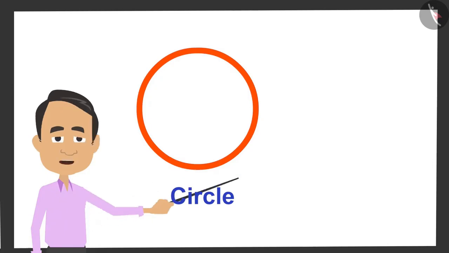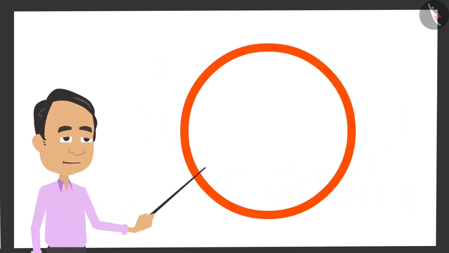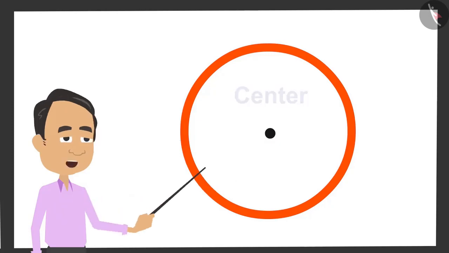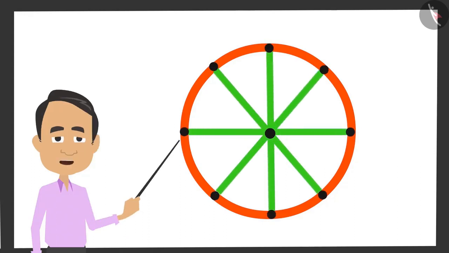Now, the first thing you need to know about a circle is that it is a closed shape. Because it has a boundary on all sides. See, we cannot call this figure a circle. The dot you see in the middle of the circle is the center of the circle. There are many lines going from the center to the boundary of the circle, and we need to know that all these lines are equal in length.